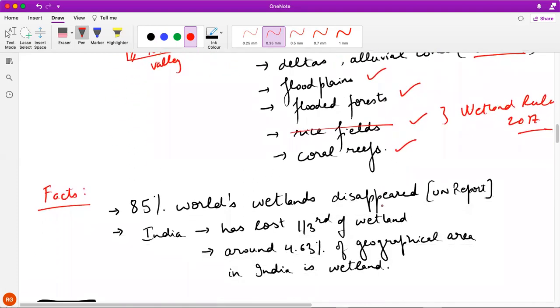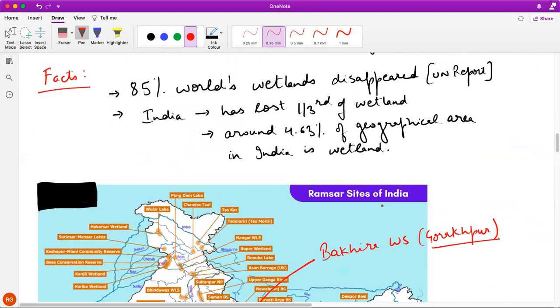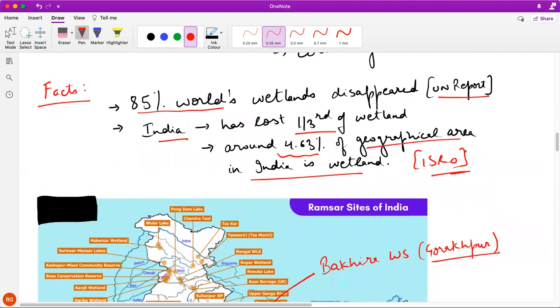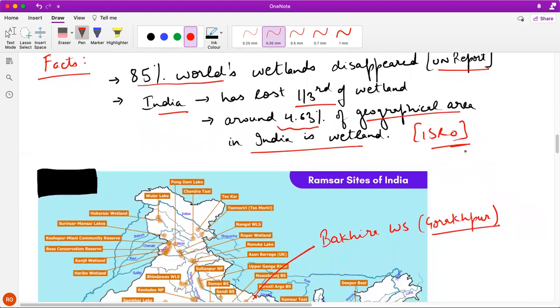And now what are the types of wetlands. Okay, so facts. First of all, to answer, we need to have some facts. So you can use these facts also. As per a UN report, 85% of the world's wetlands have disappeared. And we want specific data with respect to India. We have already lost one third of wetlands, and around 4.63% of the geographical area in India is wetland, as per the ISRO report. Okay, you can use any of these facts, whichever you find easy to remember.